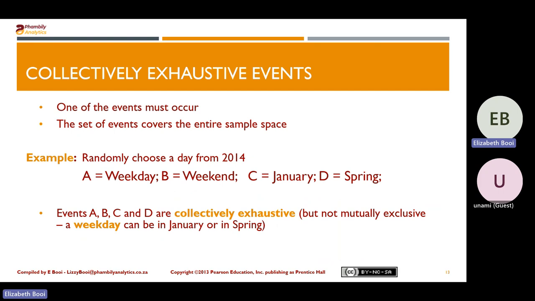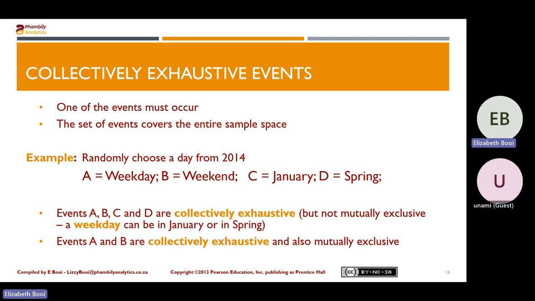Collectively exhaustive events are events that complete the sample space. One of the events must occur, but they also need to cover the entire sample space. Remember, on a coin, there is a head and a tail. So for them to be mutually exclusive, a head and a tail needs to happen some way, somehow.